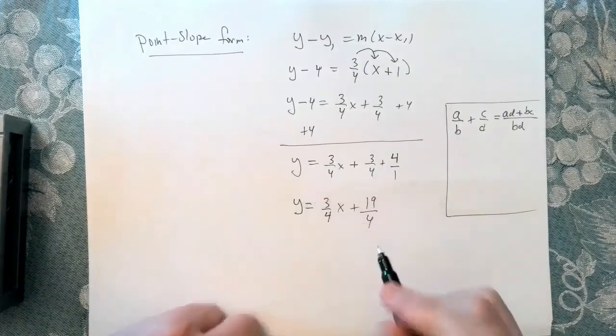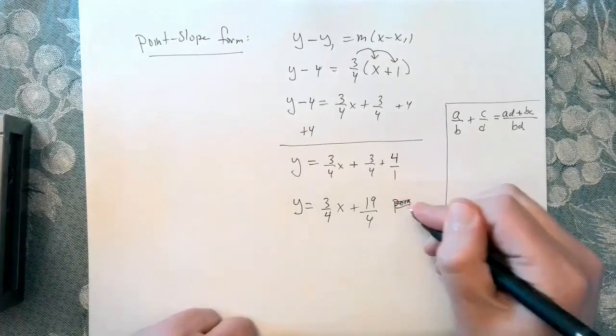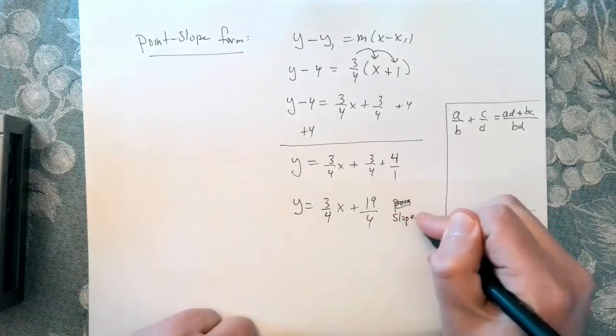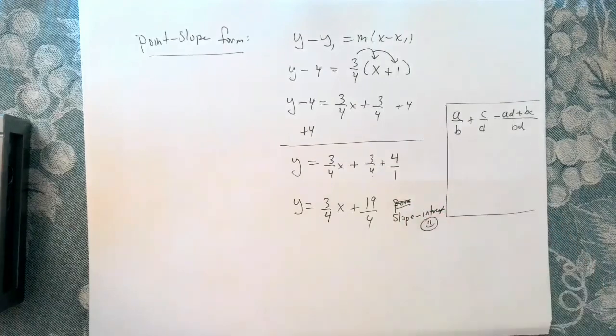Okay, so this is point slope form, right? So this is the, not point slope, this is slope intercept. There we go. So from this form, I actually want to show you a third form. And then I want to give you a heads up on why the third form is nice.